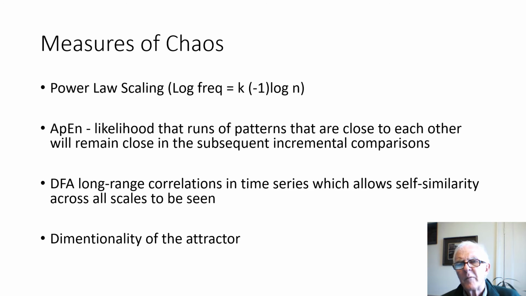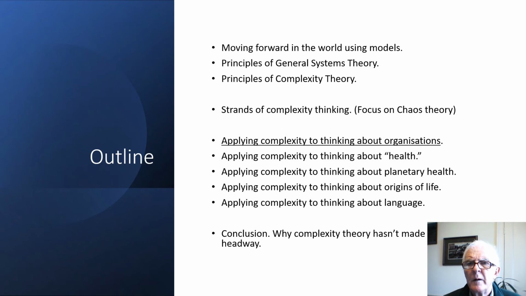And there are various measures of chaos. We've looked at power law scaling if they demonstrate that behavior. But dimensionality of the attractor is another way of measuring chaos. So I won't say anything more about chaos, but I think it's quite useful to map those principles onto how we think about complex systems.